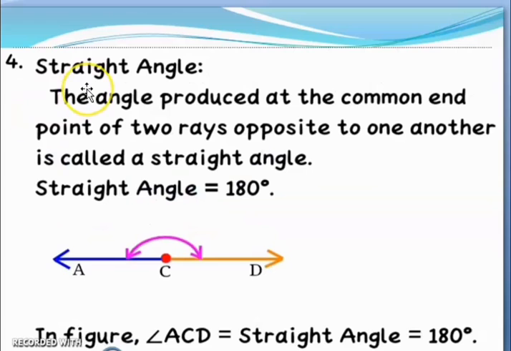Now, what is a straight angle? Another type of angle is the straight angle. That is, the angle produced at the common endpoint of two rays opposite to one another is called a straight angle. Here, dear students, these are two rays, ray AC and ray CD. These two rays with common endpoint C, when they form an angle, that is ACD, form an angle which is called a straight angle. A straight angle is always equal to 180 degrees.